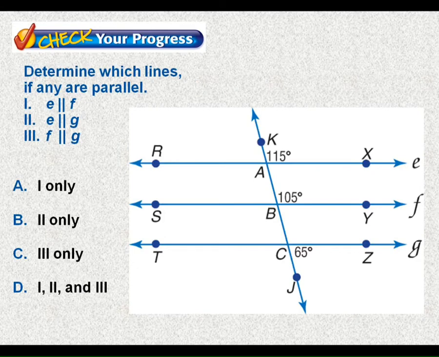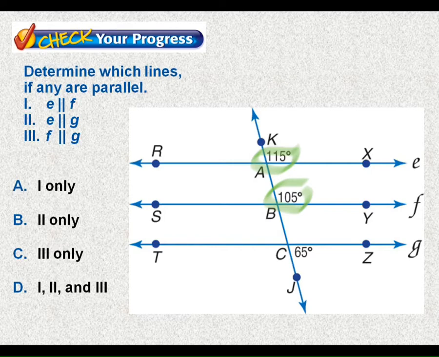So look at these, and I want you to determine is E parallel to F, E parallel to G, or F parallel to G. And is it just one, just two, just three, or all three? So I'll give you a second to look. Here's E, F, and G. So let's just break it down each individually. Let's look at E and F. What relationship are those two?